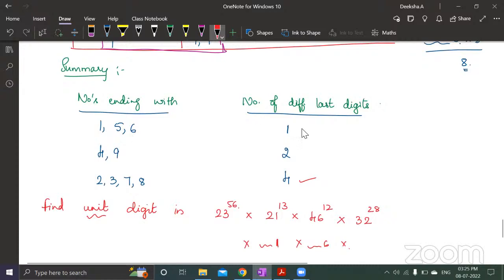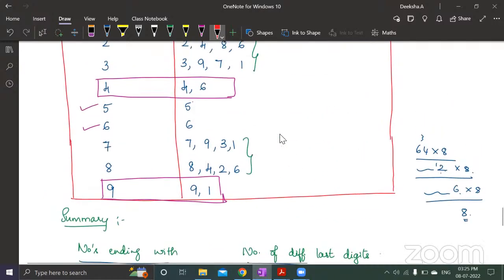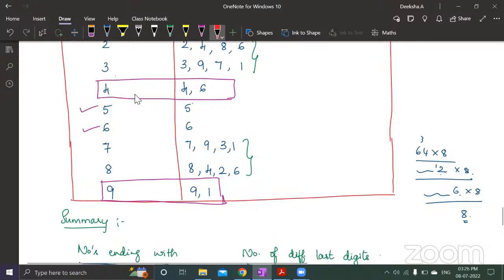For which numbers you have one different last digit, for which numbers you have two different last digits, and for how many numbers you have four different last digits. So here, if you have a number ending with 4 or 9, then only two last digits are possible. Understand how the pattern is. If it is 4 power 1, it is the same as the number. If it is 4 squared, then it is 6. If 9 power 1, then you get the same number. If it's 9 squared, it is 1.